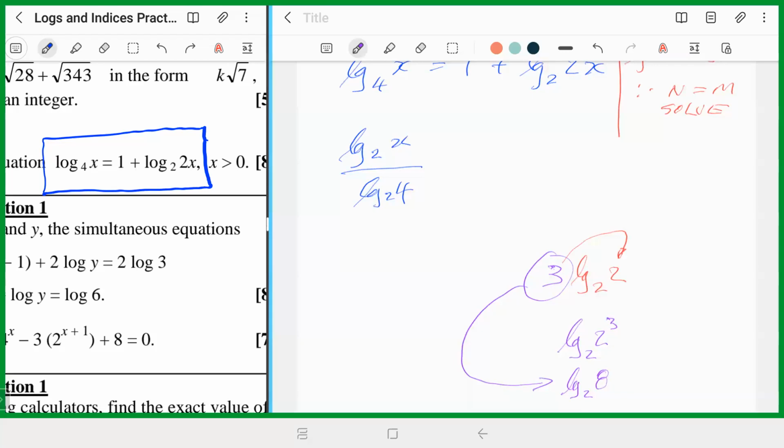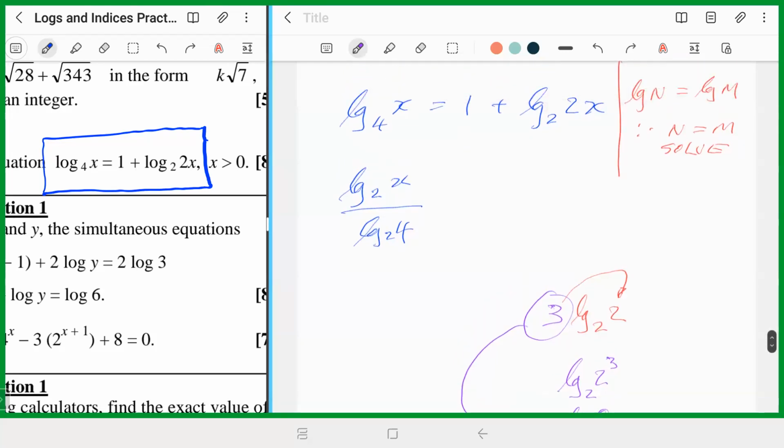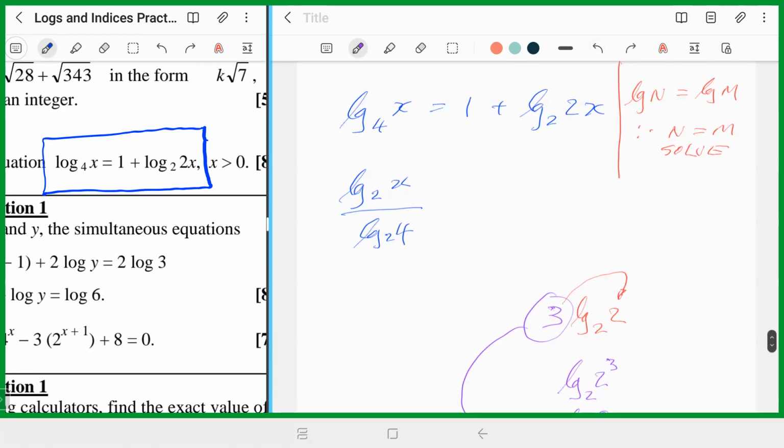But this is just 1. So 1 is just log to base 2 of 2. Right? I decided that I want to turn this equation into this form, so I need to get rid of this 1. I'm going to write it as log to base 2 of 2. All right? So let me take this out first.